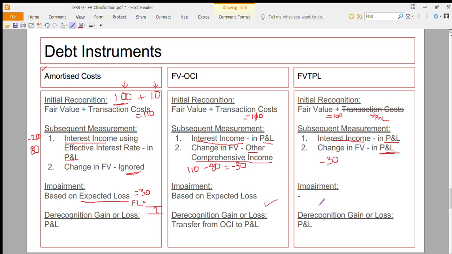In case of assets held at fair value through P&L, there is no impairment, because you are already recognizing the asset at fair value.